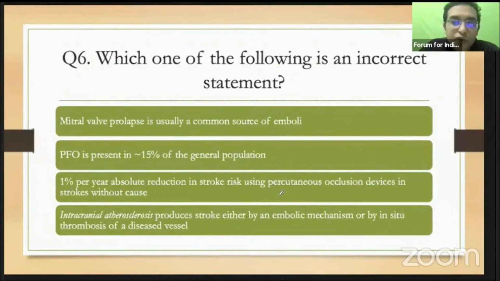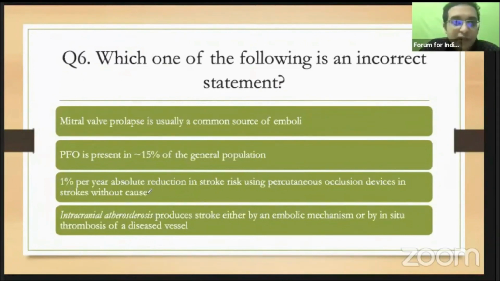So a PFO occlusion device, if given to a patient in whom we haven't found a stroke and who just has a PFO, gives a 1% absolute risk reduction in stroke. This is actually given in Harrison. That's why I have taken it.